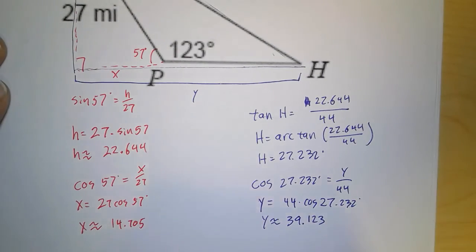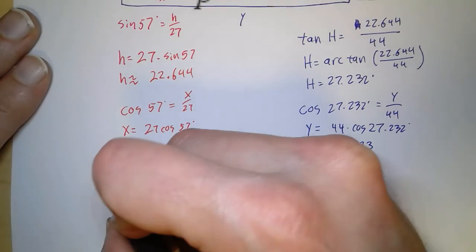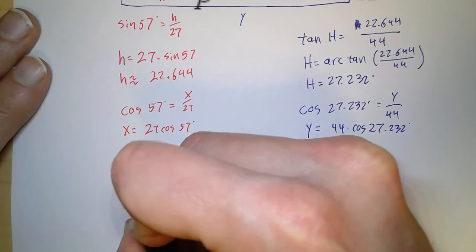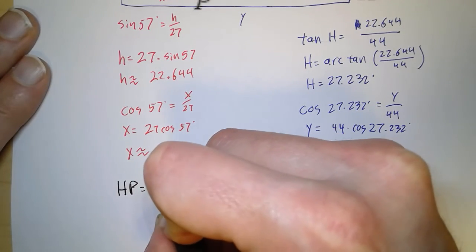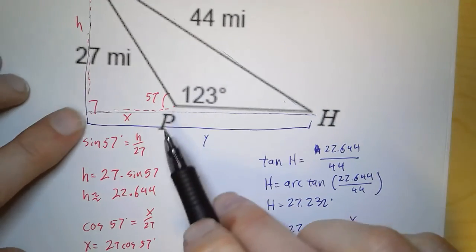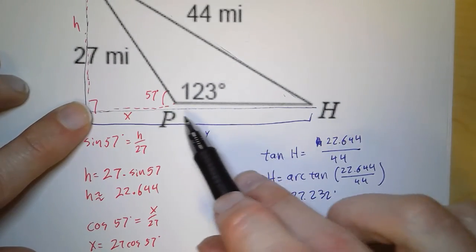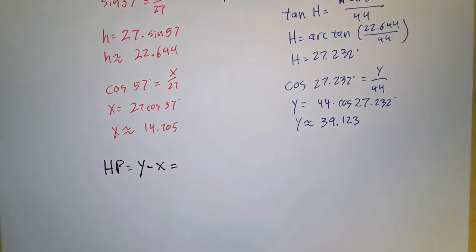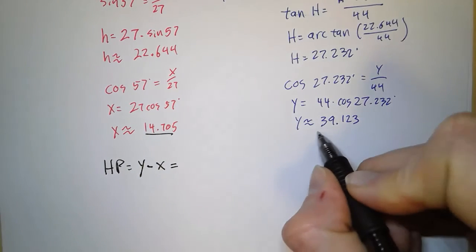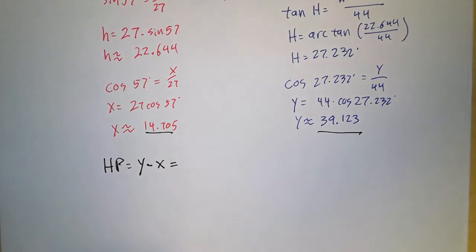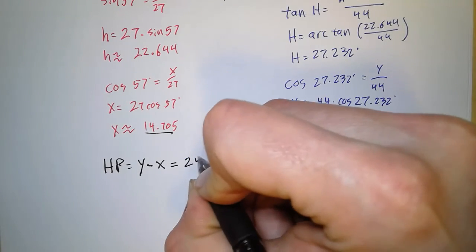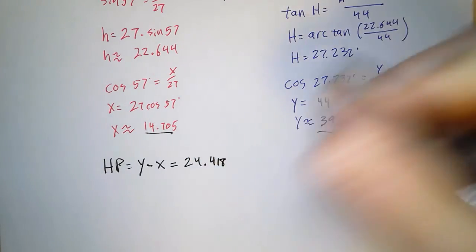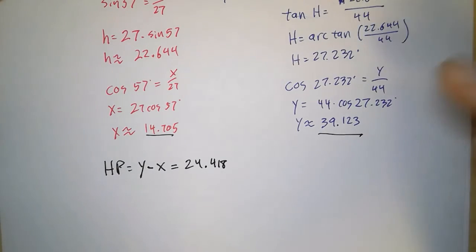All right, so at this point we have enough information to state what everything is solved for our triangle, because we need side HP. Now HP is the value of y minus x, because x is the part that hangs over that we don't want to count. So I have to take y and subtract x. So 39.123, and I subtract 14.705, and that's going to be 24.418, and that's the one side we don't know.